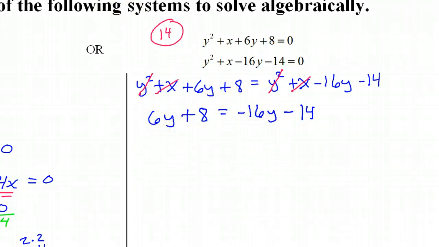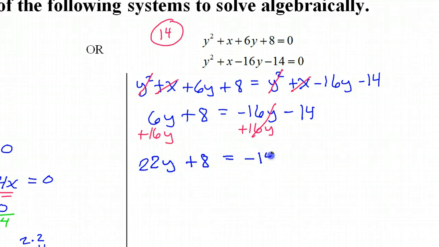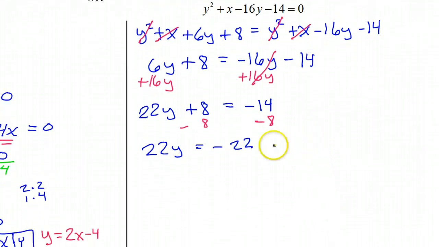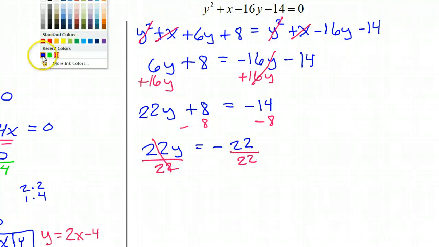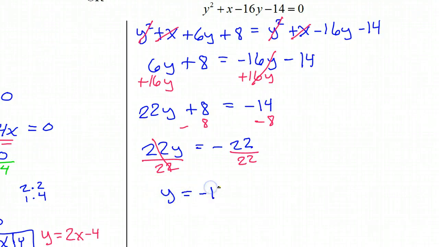So that's always the goal. When you have variable on both sides of the equation, you should eliminate one of them and move it to the left. So I will add 16y to both sides to get these y terms together. Okay, so that's going to give me 22y plus 8 is equal to negative 14. Of course, now I will subtract 8 from both sides. So that's going to give me 22y is equal to negative 22. Okay, so when I divide both sides by 22 to get y by itself, I come up with y equals negative 1.